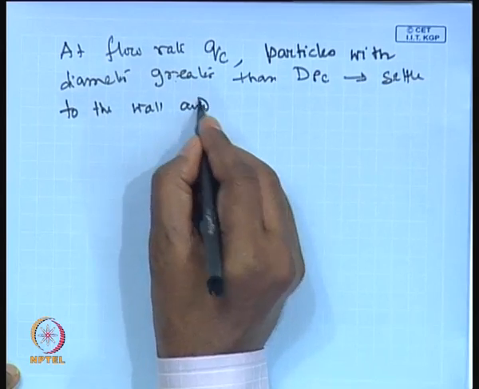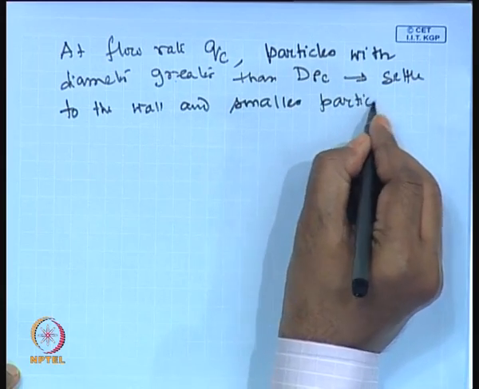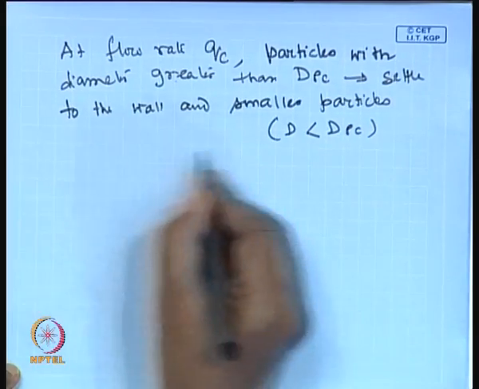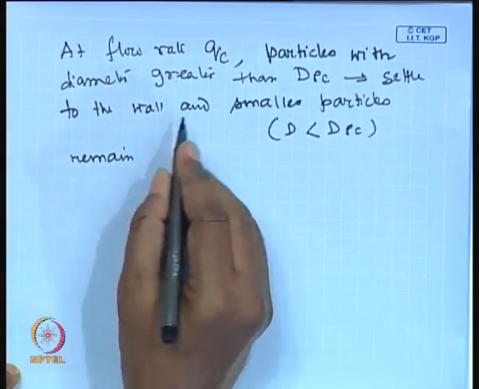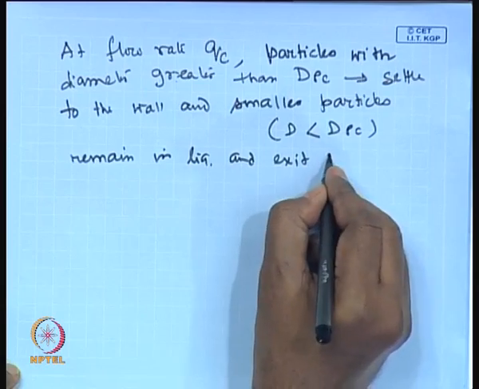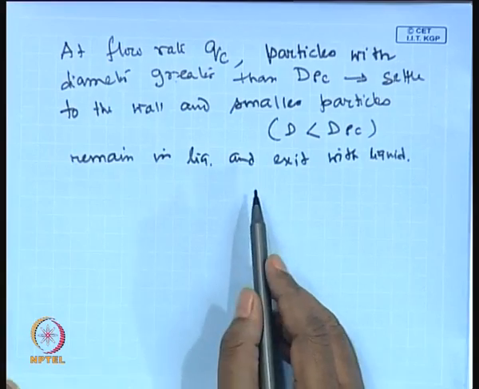And the other smaller particles. Now, what do you mean by the smaller particles? Those whose diameter is less than dpc remain in the liquid and exit with the liquid. Okay. So, we can find out, given a flow rate, the typical value of the particle diameter which will be settled on the wall or separated from the liquid, and the diameter range that will be going out with the liquid stream.